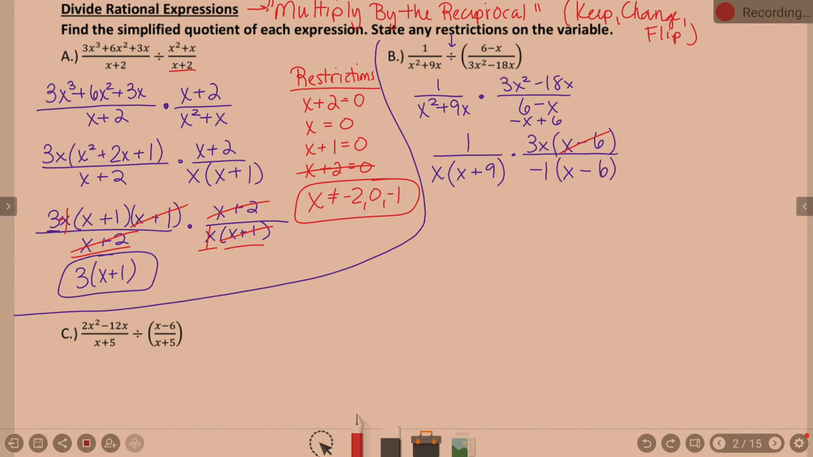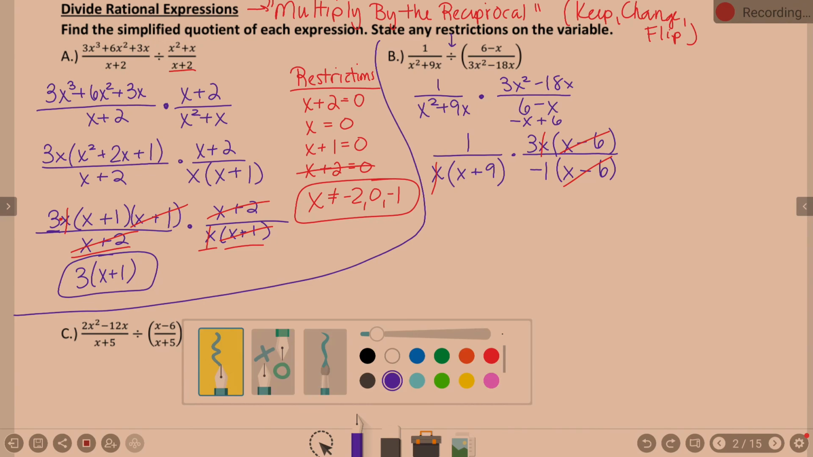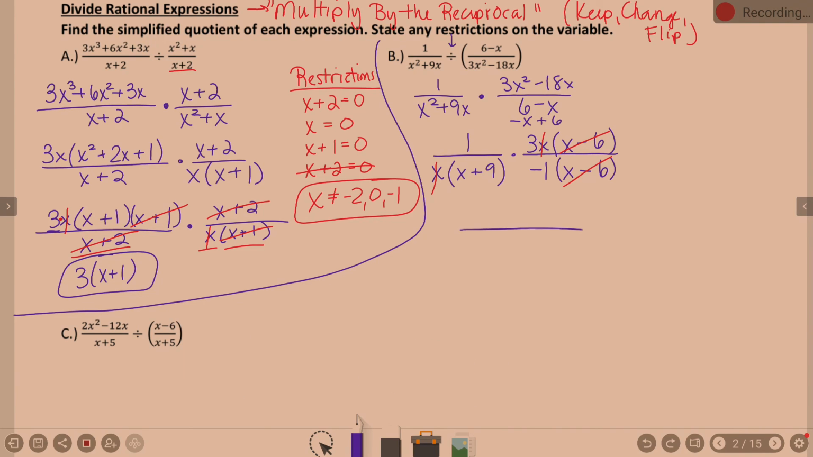x minus 6 with x minus 6, and x with x. What remains? 3, wait, 3, negative 1... no. 3 over negative 1 times x plus 9. Oh, yeah, that works. 3 on top.